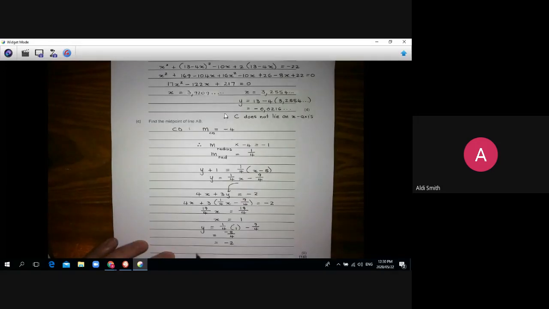And then I can sub it back into either one of the straight line equations. I'm going to put it into that one. So y is then equal to a quarter times 1 minus 9 over 4. So that's 1 over 4 minus 9 over 4, which is minus 8 over 4, which is then negative 2. So the center of the circle, which is the midpoint of line AB, is then going to be the point (1, negative 2). And that is worth 8 marks.